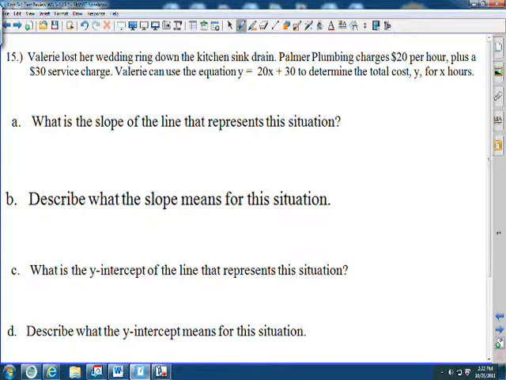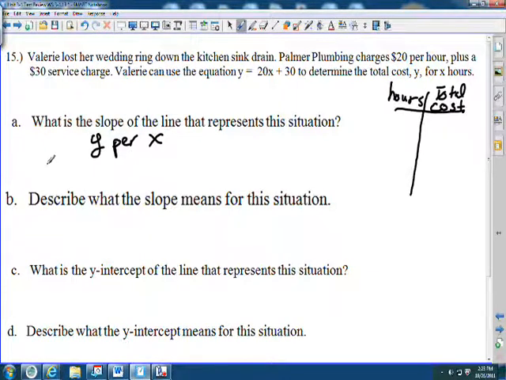Here's the next one. It says, Valerie lost her wedding ring down the kitchen sink. Palmer Plumber charges $20 per hour plus a $30 service charge. They give us the equation to determine the number of hours is the x and the total cost is the y. What is the slope of the line? What does the slope of the line represent? Well, y per x. Y is the total cost, so it's the cost per the x. X is the hours. Cost per hour.